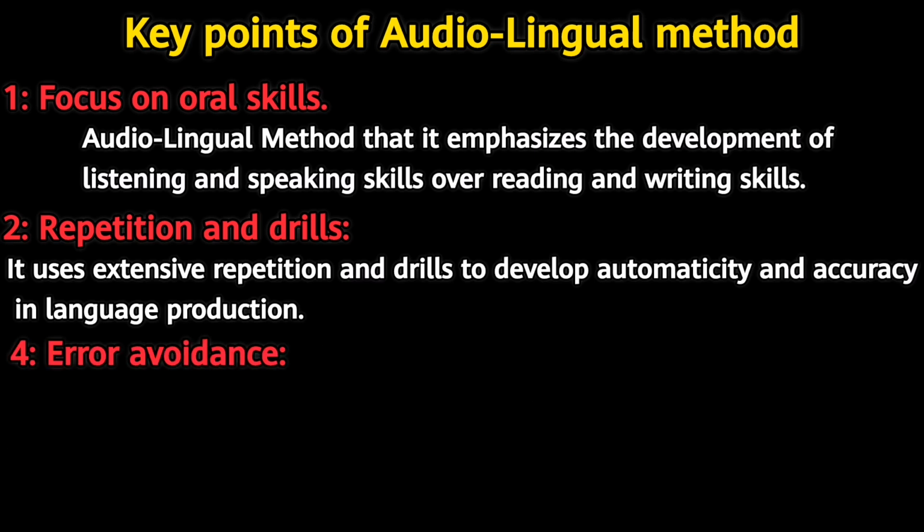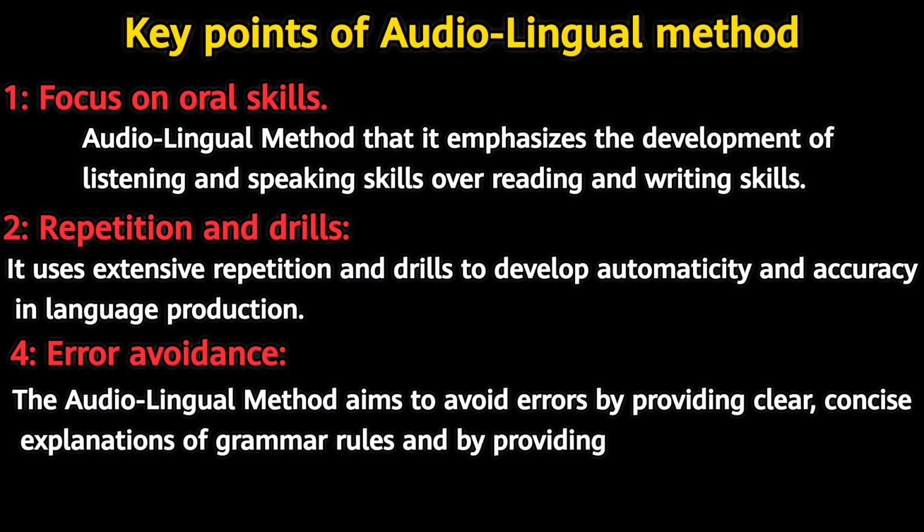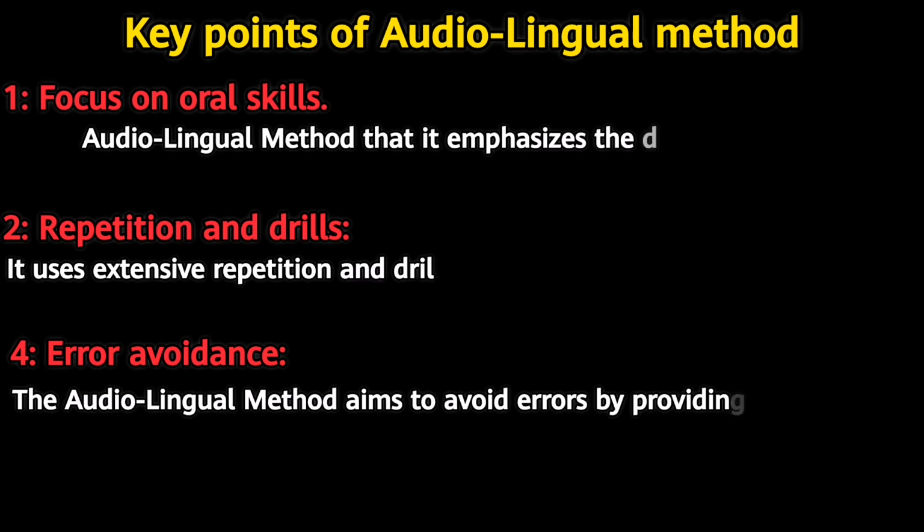Error avoidance. The audio-lingual method aims to avoid errors by providing clear, concise explanations of grammar rules and by providing ample opportunities for practice. Basically, the teacher provides immediate correction of errors during language practice activities. Errors are identified and corrected on the spot to prevent the reinforcement of incorrect language patterns. This immediate feedback helps learners recognize and correct their mistakes, leading to more accurate language production over time. As these are the main points of this approach, now let's learn its advantages.